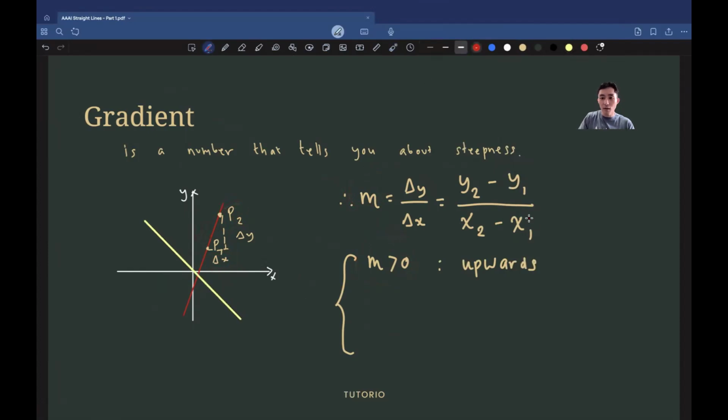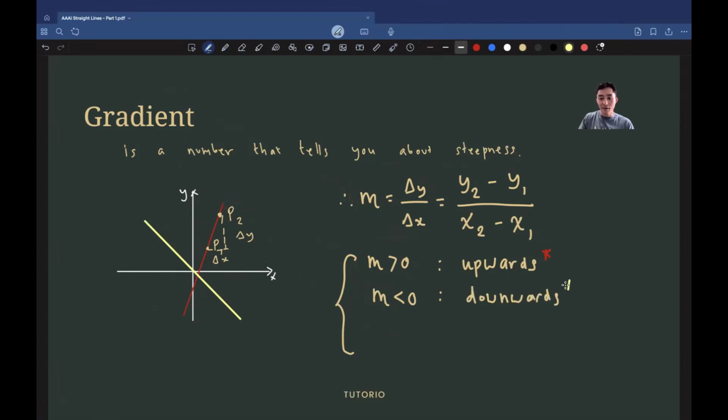Okay. This is the red one earlier. But then, let's say you stand here and you go from left to right, and then you go down. Oh, so this is going downwards. And in mathematics, you will get a negative gradient. So this is like walking downwards from left to right.